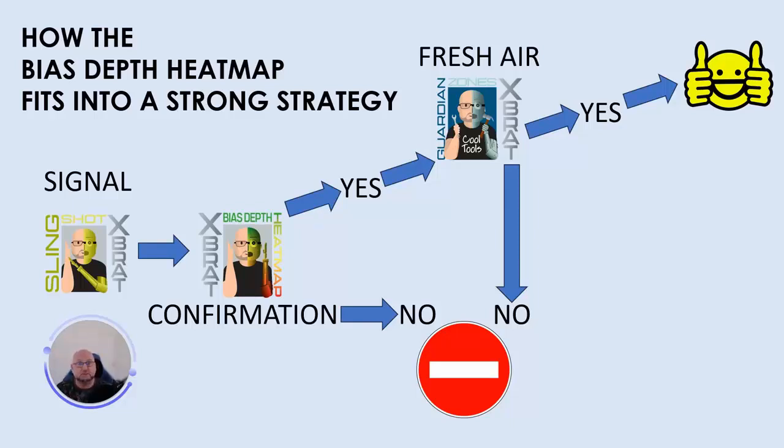It's all a simple flow: signal, confirmation, fresh air. If you don't get confirmation from the BIAS Depth heat map, you do not trade. That's the simple rule. Be mechanical about this. They will appear. You just need to wait for the stars to align, and they will align. If you do get that confirmation, you need fresh air to trade into.